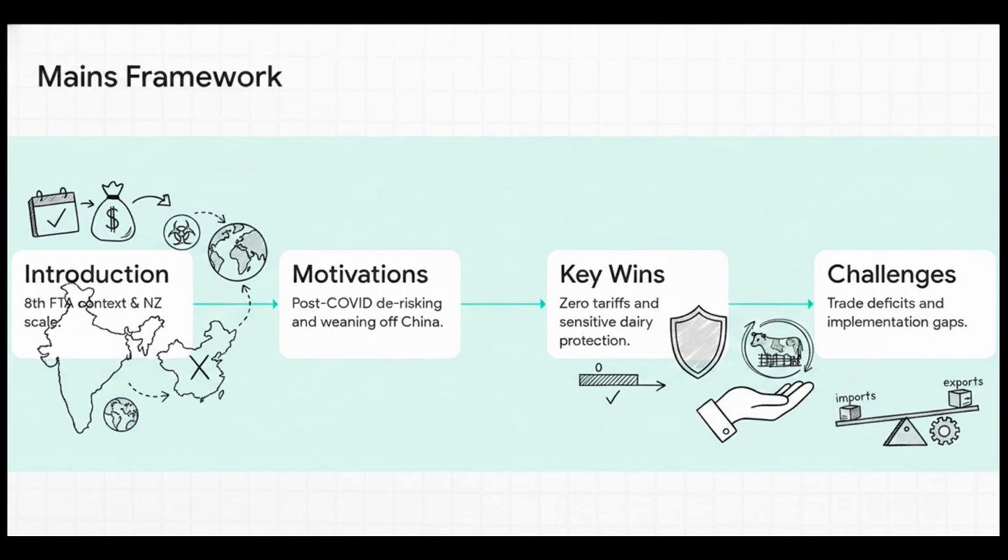Next, dive into the specific key wins, like the zero tariffs on goods and the brilliant diplomatic protection of our vulnerable dairy sector. Finally, show the examiner you're a pragmatic thinker by concluding with realistic economic challenges, like overarching trade deficits and execution gaps in FTA implementation. Boom, that guarantees a multidimensional answer.